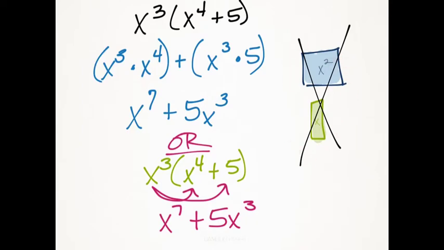Sometimes the algebra tiles will work if you're working with x's or x squares, but anything beyond that, at least for our purposes here, it's probably not really that helpful. So I would stick with the distributive property either with this setup or with this setup.